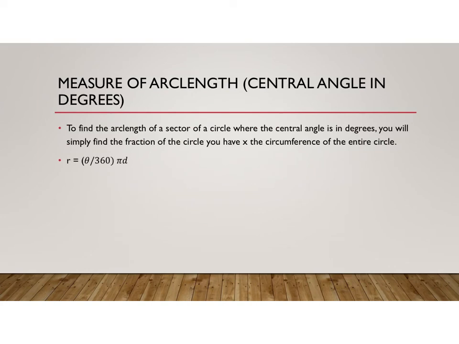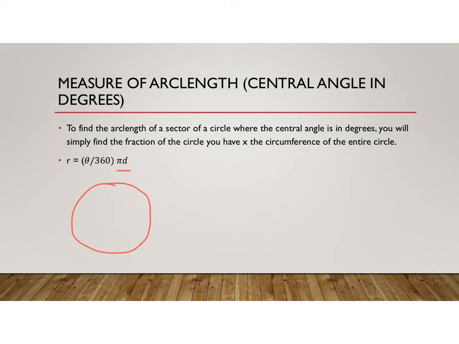Finding arc length when the central angle is in degrees. So to find the arc length of a sector of a circle, you'll simply find the fraction of the circle you have times the circumference of the entire circle. So the angle divided by 360 times pi d, which is your circumference.